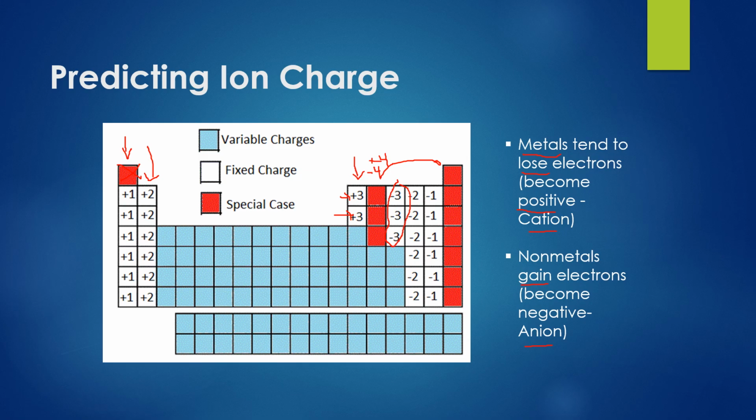Last but not least, we have the halogens. So the halogens in group 17 here always form a -1 charge. So if you see chlorine or fluorine or bromine and it is forming an ion, it's always going to be a -1 charge on that ion. Last but not least, notice we have the noble gases, and those are a special case as well. They're not very reactive, so they don't often form ions of any sort.